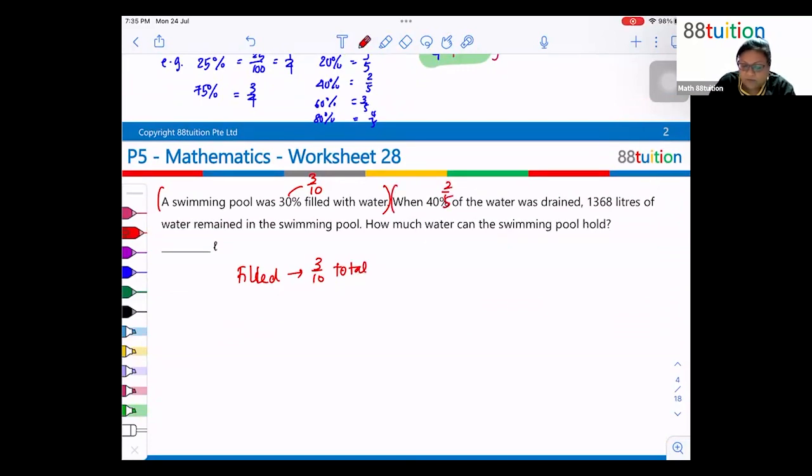When 2/5 of the water was drained. Drain means you remove the water. 2/5 of the water was drained. You're left with, so drain how much? 2/5. So what's left? 1 minus 2/5, so it'll be 3/5.